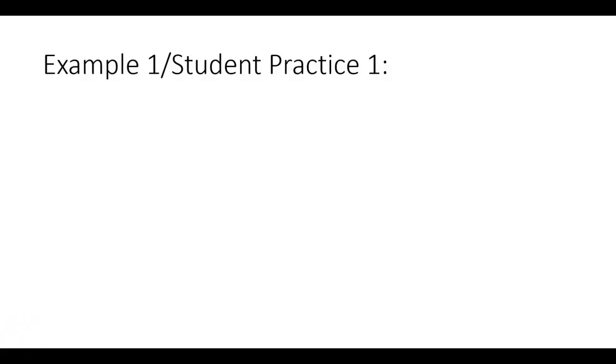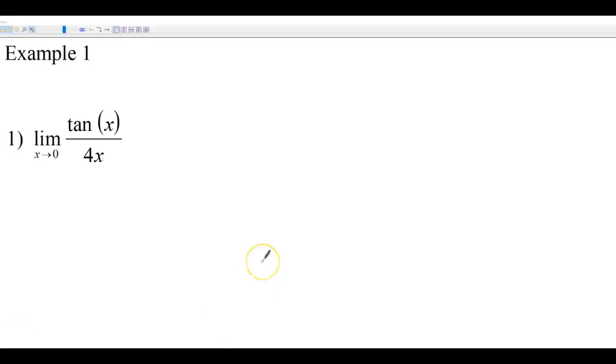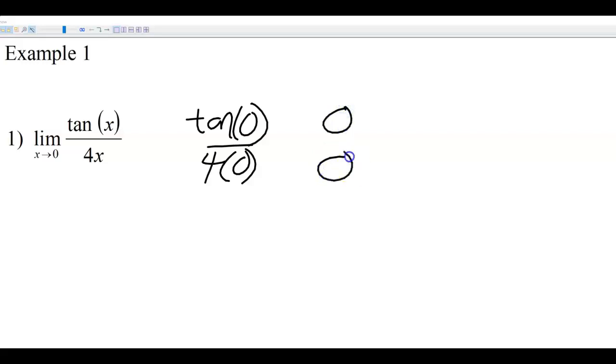Let me pull up some problems to work on. All right, so we're going to do a couple problems here for example 1. We're going to try some direct substitution here first. I'm not going to put those equal signs yet because you may end up with weird things which you can't have equal signs with, right? We talked about that last time. All right, so tangent of 0 is 0, and 4 times 0 is 0. So sure enough, we end up with that indeterminate form, which tells us, uh-oh, it's time for L'Hopital.